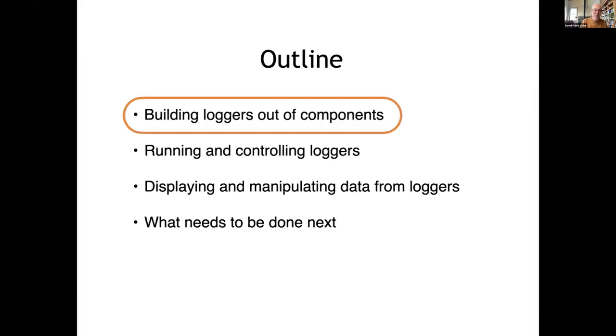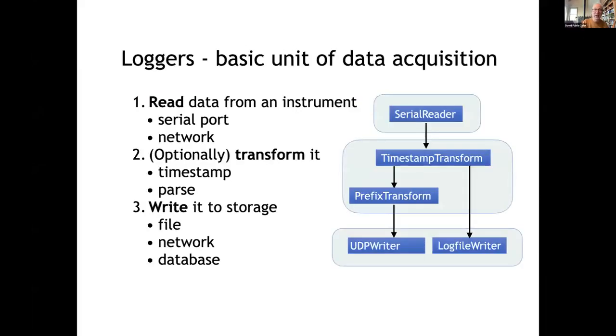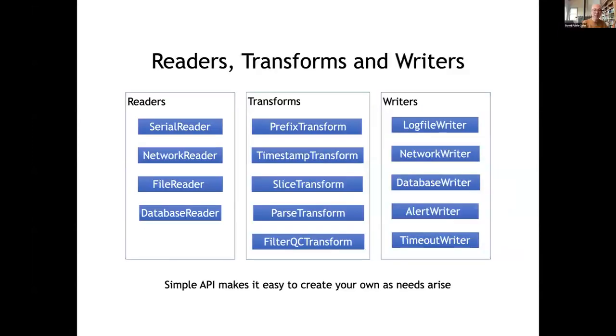Let's see. So, outlines. This is the outline within the outline. So in the background, build loggers out of these components. Then we're talking about how you control the loggers that you've built, and then what you can do with the data you're getting from there. As I've said, the loggers are these basic units of data acquisition, and they're made up of readers, transforms, and writers. So here's a simple example of a few components. You read the data from your machine, you timestamp it, you write it to a file, but you also prefix it with the logger ID or the instrument ID and send it out on UDP.